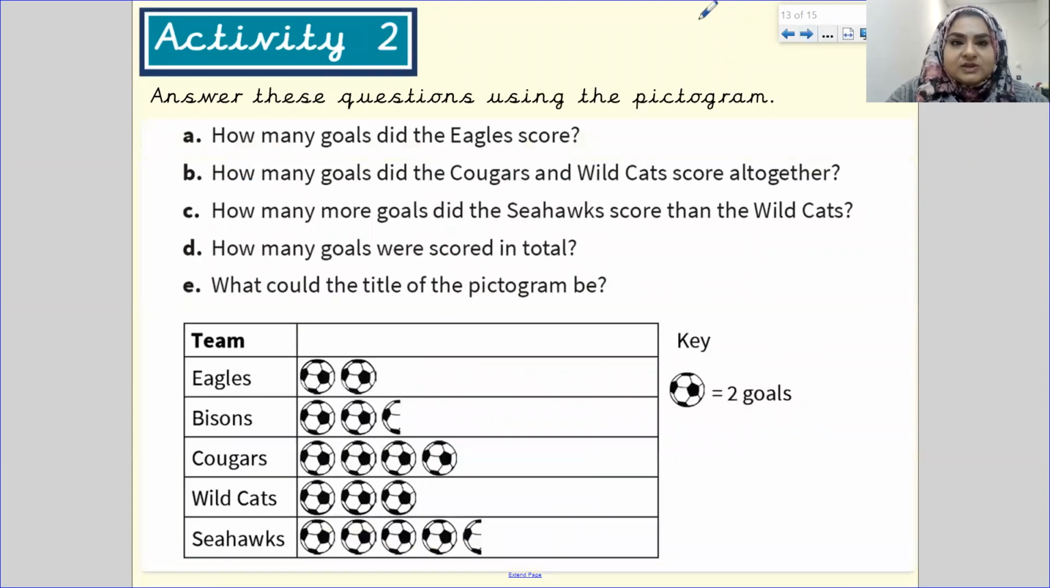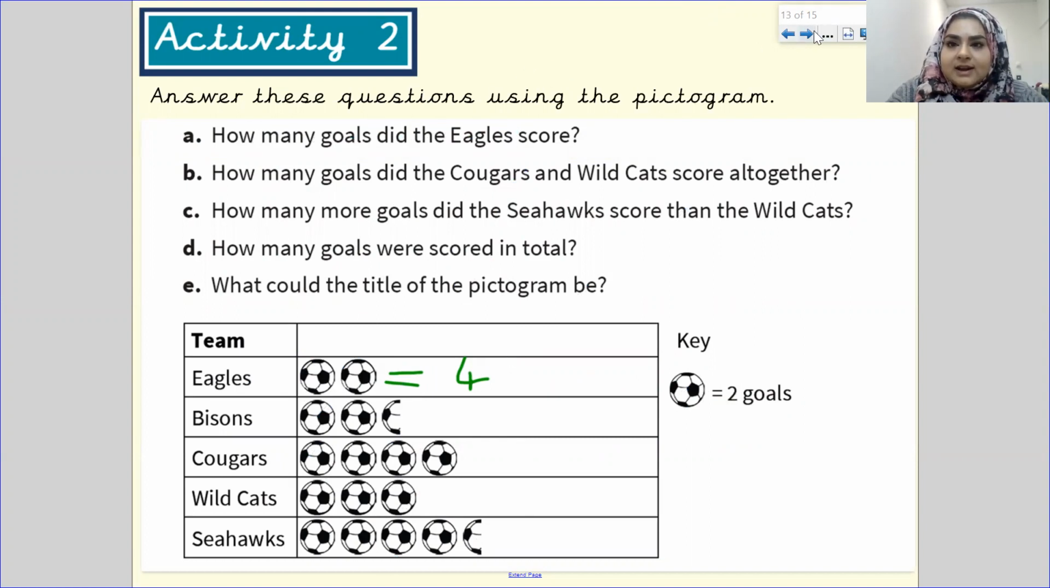So activity 2 says answer these questions using the pictogram. So for example, A says how many goals did the Eagles score? You need to work out how many goals the Eagles scored. So one picture means 2 goals. So we're going to count in 2s, 2, 4. So we know the Eagles scored 4. Okay, if you're meant to be doing activity 2, please pause the screen here.